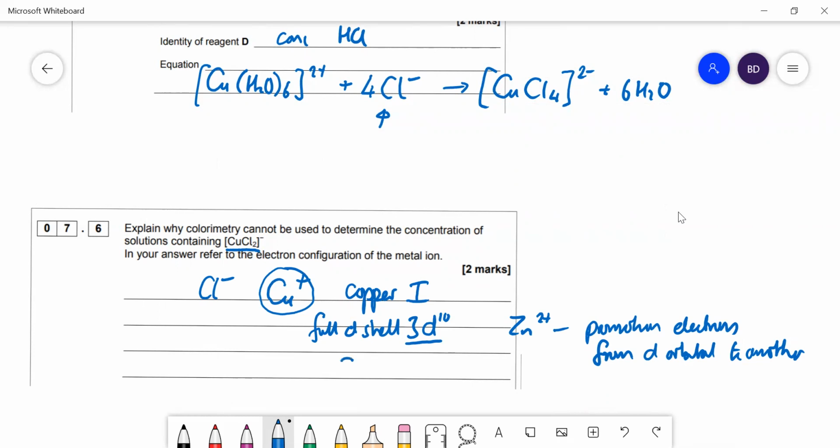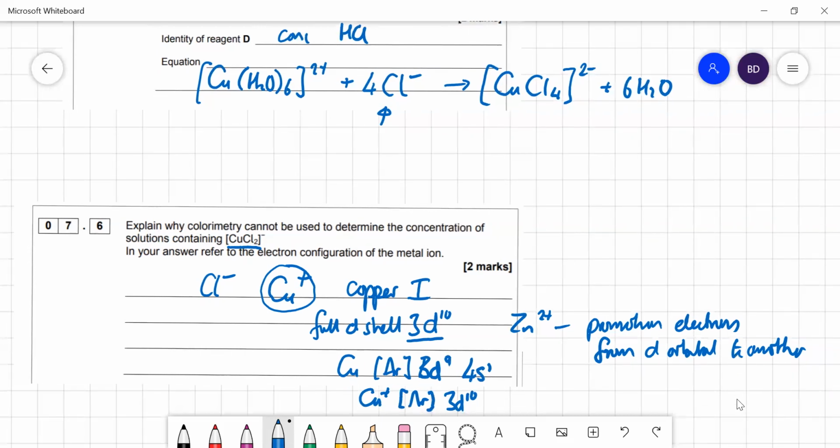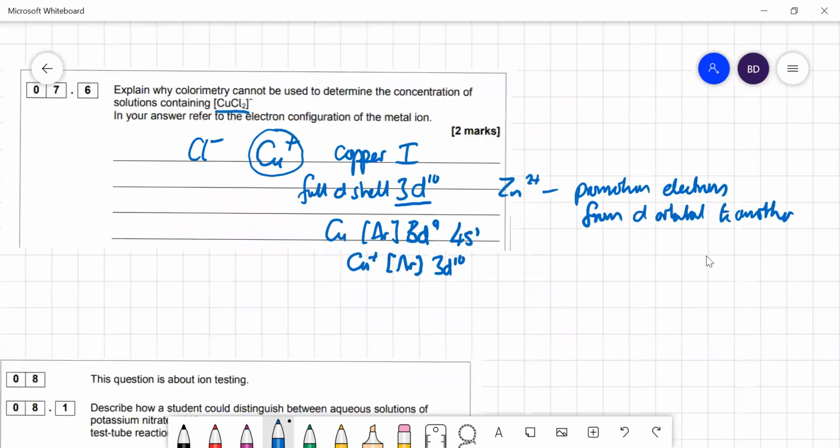Just to remind you that copper itself is argon core 3d9 4s1. It sort of borrows one, but the copper 1+ ion is 3d10. It's got a full d shell. I suppose you just have to know that. And copper 1 compounds are frequently not colored.